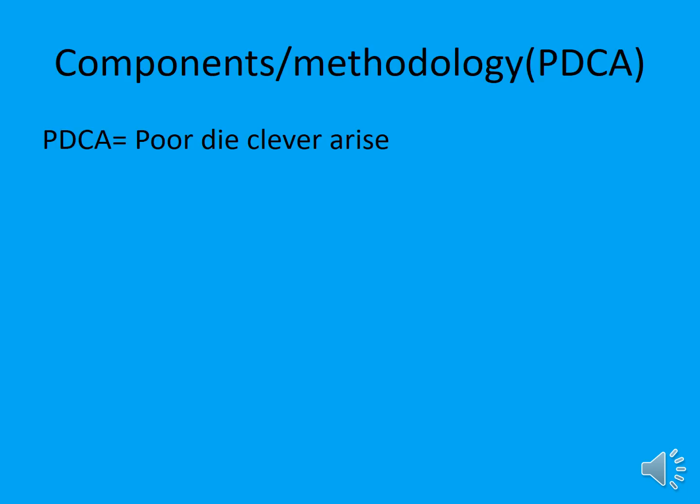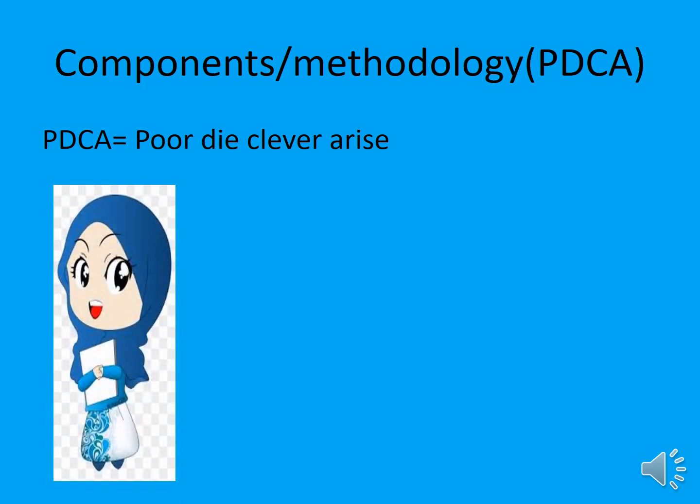This is the most important part of EMS. It is the components and methodology. You can remember it as PDCA. P for environmental policy, P for planning, D for doing or implementation, A for action. So first there is environmental policy. How are we going to do it?